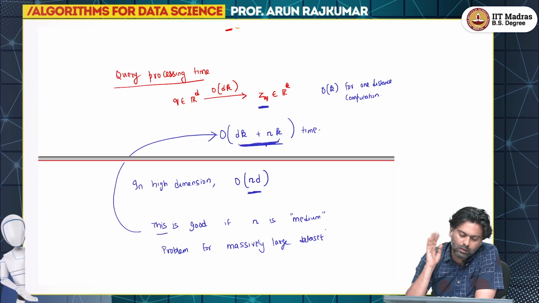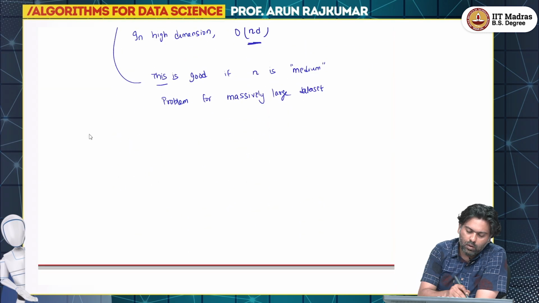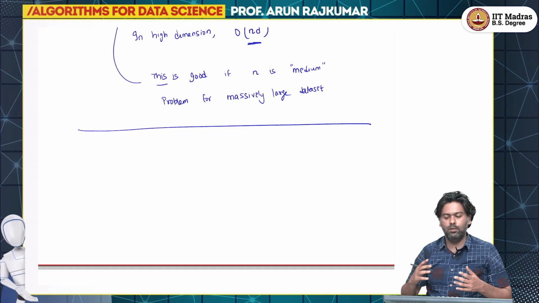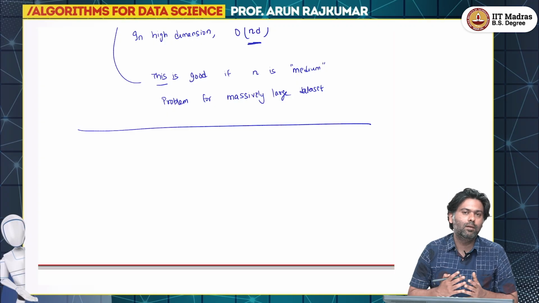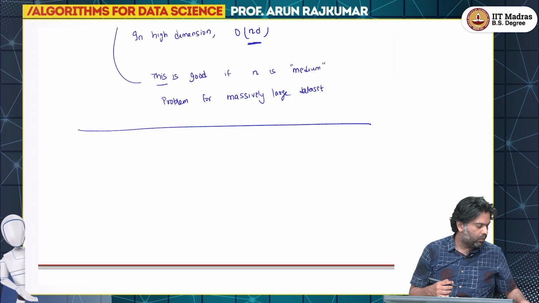So basically, in a different way, the question we are asking is, can I somehow still do approximate nearest neighbor, but not make it depend on order of n? That's the kind of question that we want to ask.